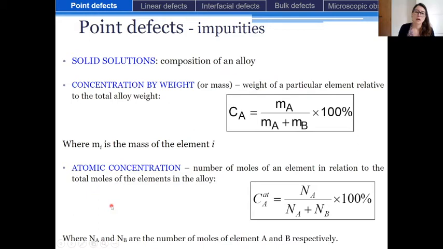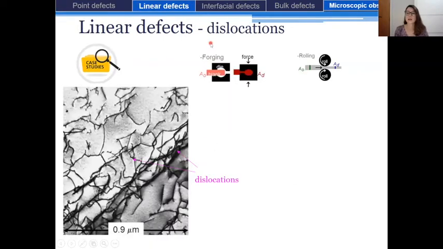Okay. We can also express the composition of an alloy with the atomic concentration. So in that case, it is the number of moles of an element in relation to the total moles of the elements in the alloy. So in that case, the atomic concentration of the atom A is equal to the number of moles of A divided by the sum of the number of moles of each element of the alloy. And it is also expressed in percentage. So now let's go to linear defects that we are going to call dislocations.